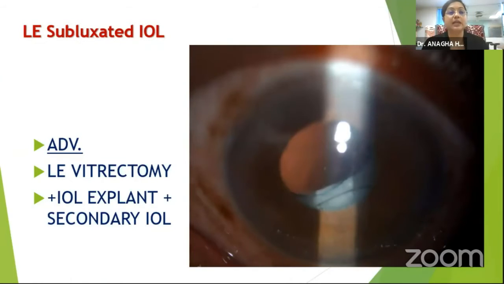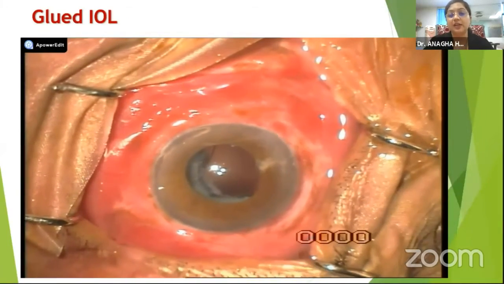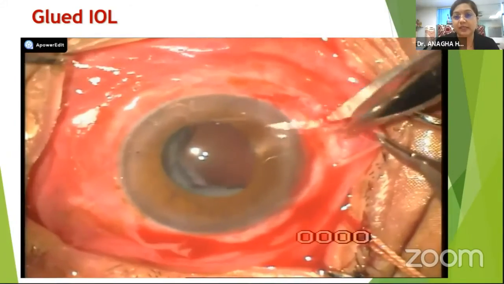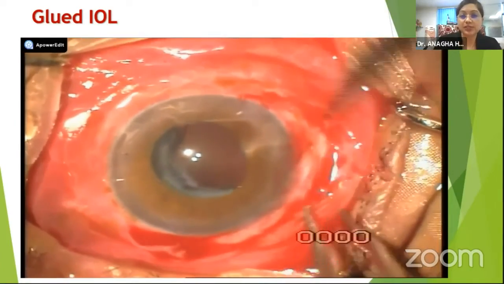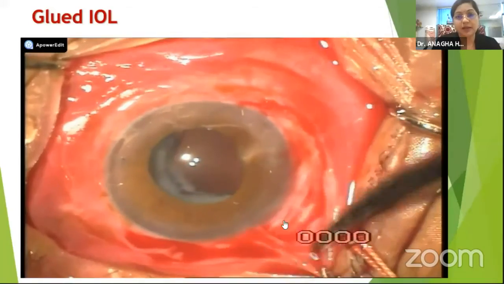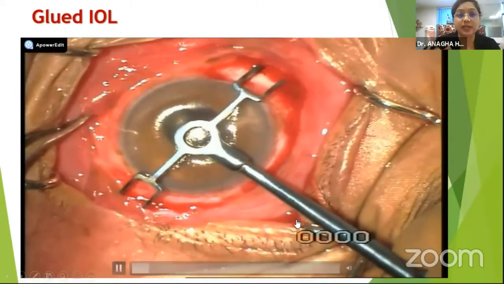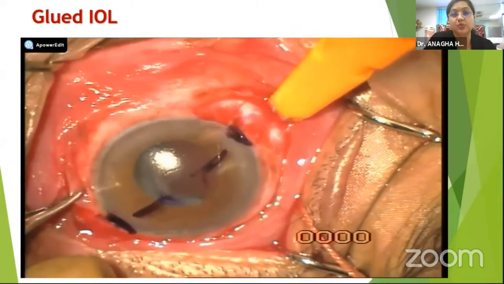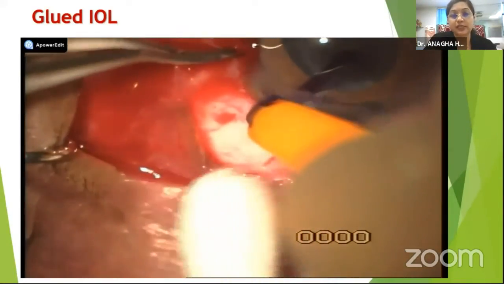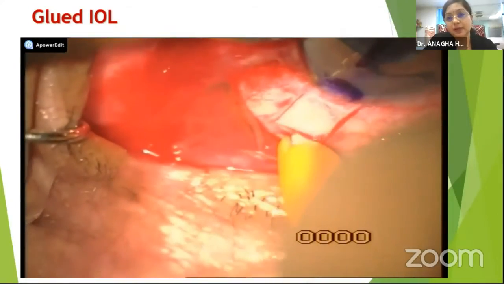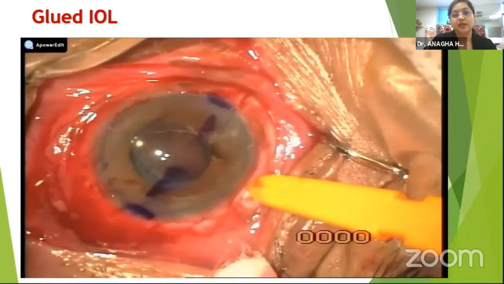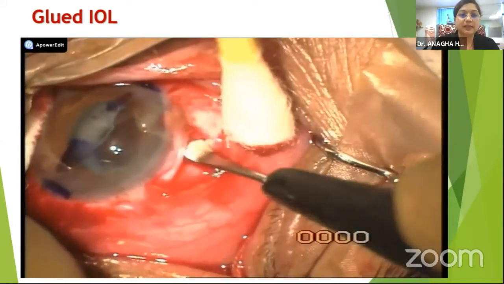Now, this, for example, was a patient with a left eye subluxated IOL, so we planned a vitrectomy with an IOL exchange. So here we are using the Glued technique. Again, a peritomy is done on both the sides to facilitate exact measuring, and exactly 180 degrees apart is what has to be done so as to have perfect centration of the lens without any tilt.